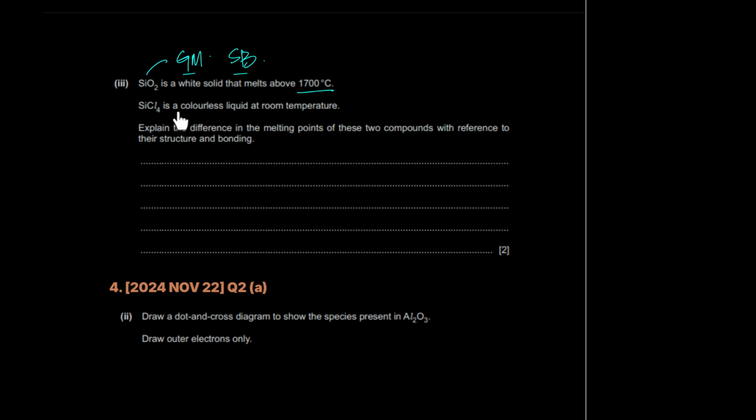Whereas SiCl4 is a colorless liquid at room temperature and pressure. And that means what? If it's a colorless liquid, this indicates that it is a simple molecular structure. I know this is not a giant molecule, and further he's saying that it's a liquid at RTP, so it can't be a giant molecular structure. It's a simple molecular structure, and because of that it has weaker intermolecular forces of attraction. So these forces can easily be overcome compared to the strong covalent bonds.